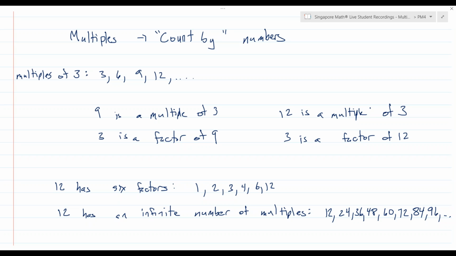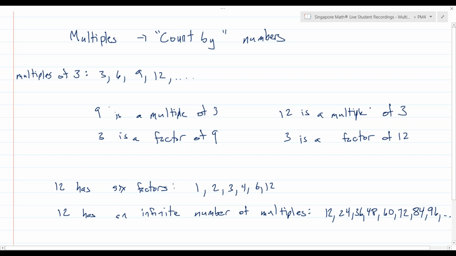I've been calling multiples the count by numbers. So multiples of 3 are when you count by 3. The numbers 3, 6, 9, 12, and it doesn't stop there. 15, 18, 21, 24. We've been practicing counting by numbers, right? All of those count by numbers are multiples.